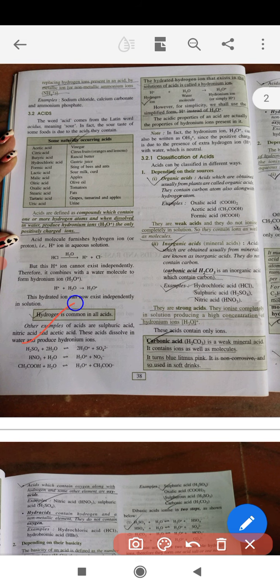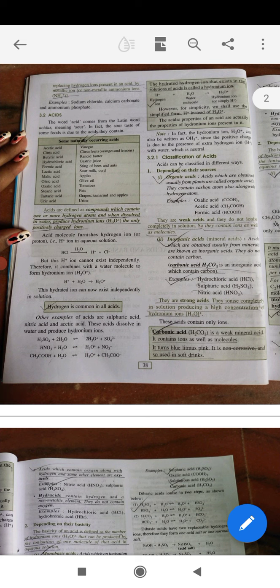So for the other acids, in water they will form hydronium ion and their constituent negative ion, meaning a negative polyatomic ion: nitrate, sulfate, acetate, all you know. Okay, so there is nothing to understand. Now come to the classification.